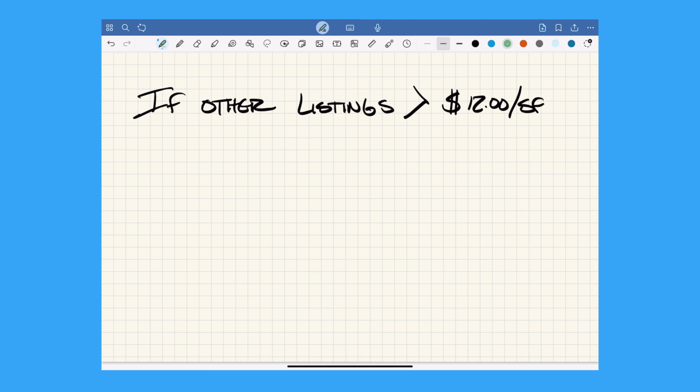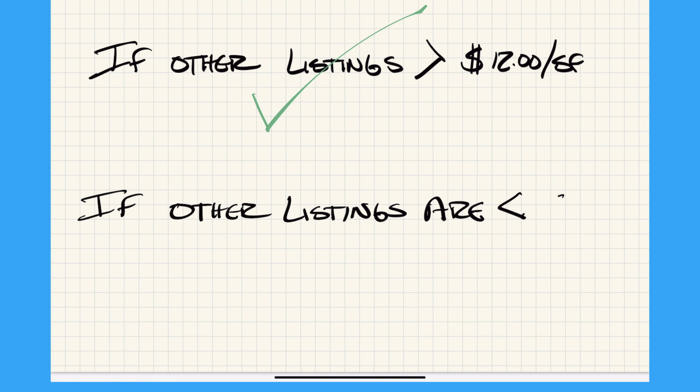From there, I survey the market to see what other properties are listed for lease at. If they're listed at $12 a square foot or higher, then I've probably got a deal. If the rental rates are lower than that, then it may just not make sense to buy that property. Now, this method is not 100% bulletproof, and it doesn't mean that you found a for sure deal, but it does mean that the property might be worth digging into a little bit further.